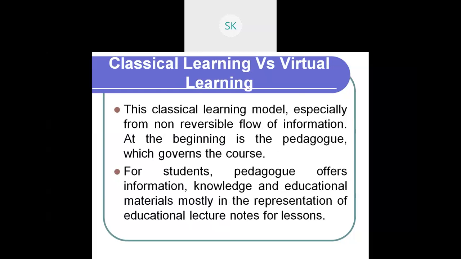Okay, what is the difference between classical learning and virtual learning? Classical learning is the old type of learning. Virtual learning is the new e-learning method. Classical learning is how the learning method normally goes. The classical learning model is especially a non-reversible flow of information. Once it goes from A to B, there is no B to A. There is no reversible flow of information.